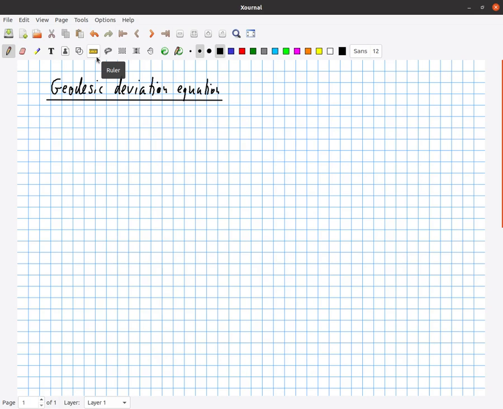The geodesic deviation equation tries to make this more formal, and we will try to derive an equation that tells us the behavior of two nearby geodesics.